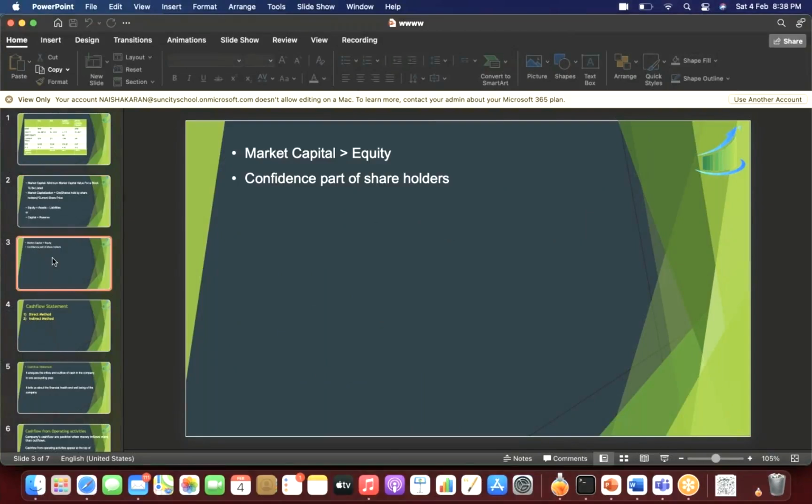Perfect. Then we move here. Please see this. If the market capital is greater than the equity of the company, that is, if I multiply the number of outstanding shares with its current market price, and if that is greater than the share capital plus reserves and surplus, that means it's a very good company and you can think about investing in this company.